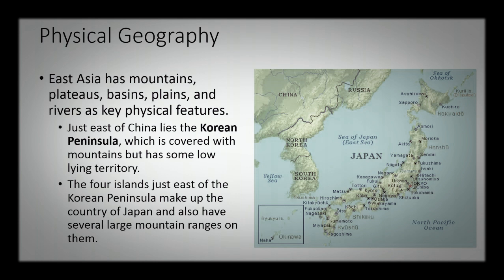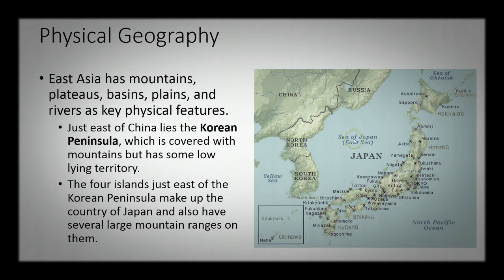Further east than China, we have two important physical features that also contain countries. Right off of China and also bordering Russia a little bit, we have the Korean Peninsula. The Korean Peninsula is very mountainous, very rocky, but along the coast of the Yellow Sea, it does get a little bit more plain-like. So the Korean Peninsula is a peninsula again because it's surrounded on three sides by water.